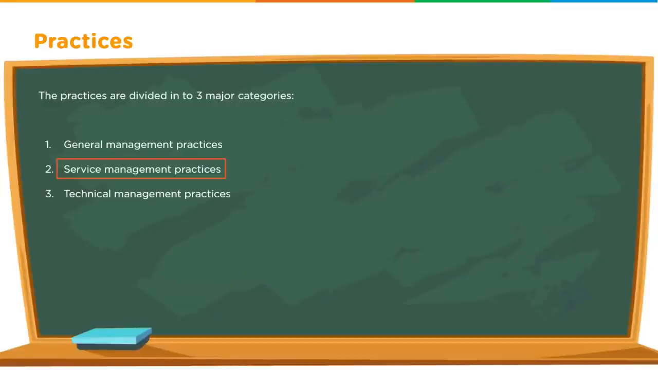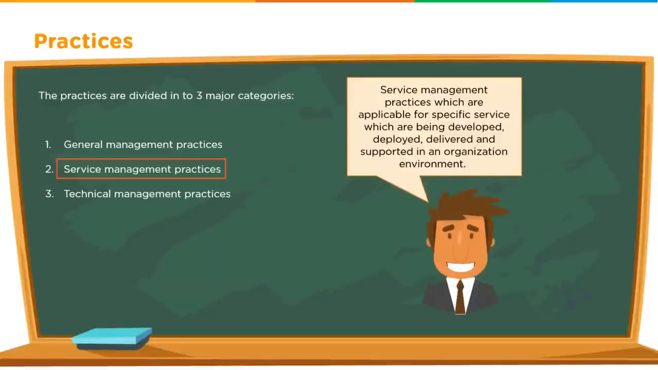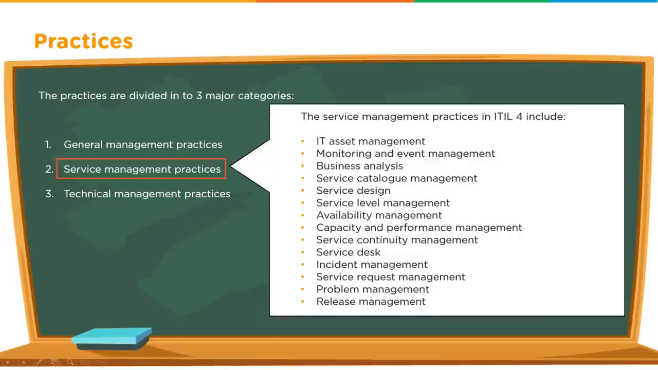So next is service management practices. Service management practices are applicable to specific services used for development, deployment, delivery and support in the organization's environment. When I say organization, it may be the service provider's organization, the consumer's organization, or the supplier's organization. This involves around 17 practices. That is IT asset management; monitoring and event management, meaning monitoring each of the service components and the service performance; business analysis; service catalog management of all the operational services; service design; service level management for the specific service; availability management; capacity and performance management; service continuity management; service desk.